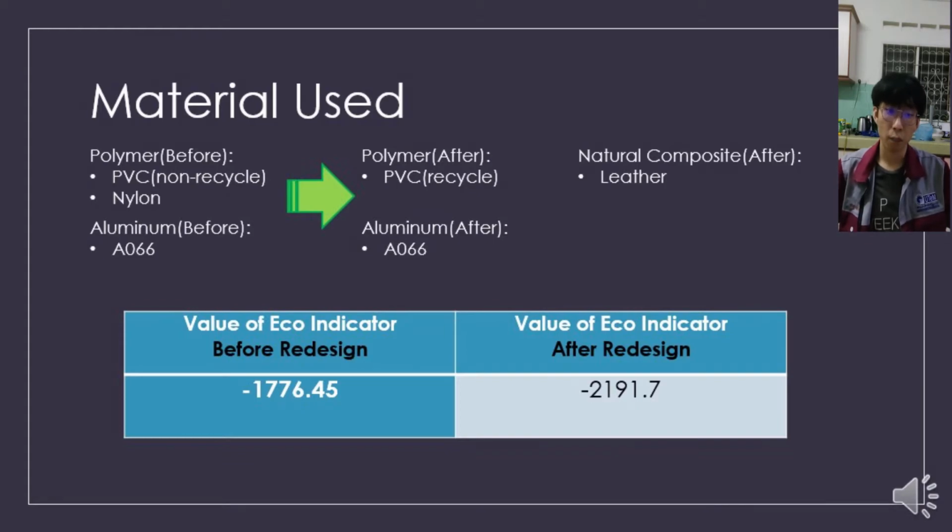But there is a better eco indicator value, negative 2191.7, after we made some changes for the redesign, which are changing the pedal material from nylon to aluminum, changing the bar and plug PVC material to one with recyclable properties, and changing the saddle material from nylon to a natural material. That is called leather.